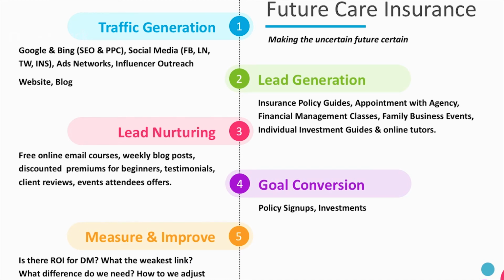And then we are going to measure everything else that we've been doing upwards. Is Google working for us or is it not? Is policy guides as a lead generation working or not? Are appointments with agencies working or not? We're going to measure everything so that we can make decisions about those things. When you're doing lead nurturing, which of our lead nurturing techniques is proving to be more useful than the other, then you make decisions.